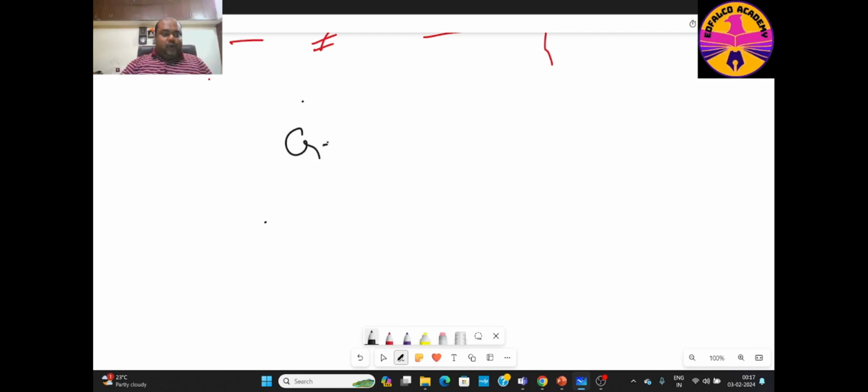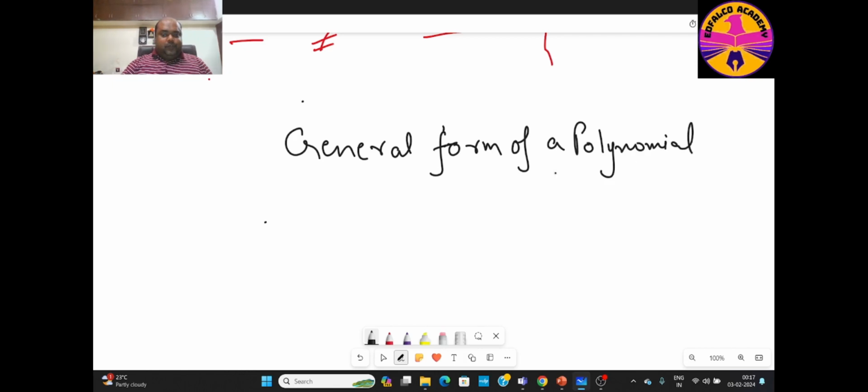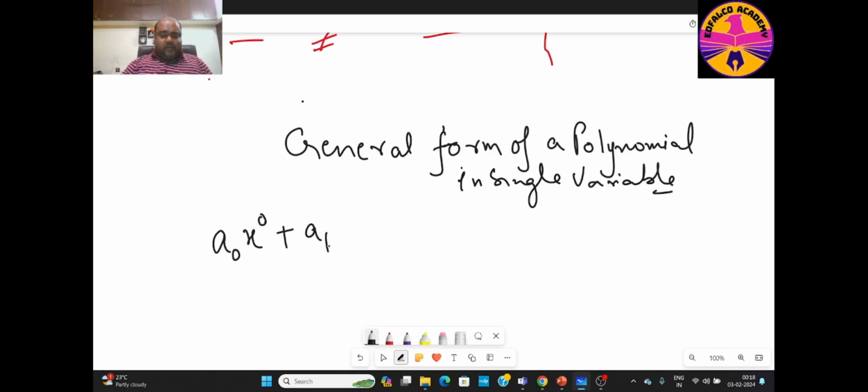Let's move on to the general form of a polynomial. In a single variable, because that is what we have to study, right? In general, a polynomial of a single variable in degree n, as we saw, can be written as a naught, which is just a coefficient, a constant, a naught x to the power 0, plus a1, again some other constant, x to the power 1, plus a2 x to the power 2, where a2 is another constant and the coefficient of x to the power 2, plus a3, some other constant, x to the power 3.